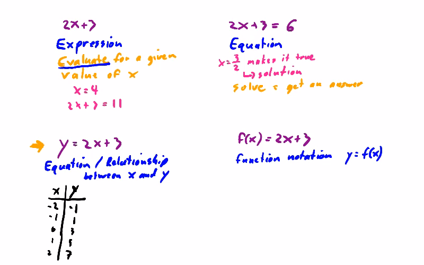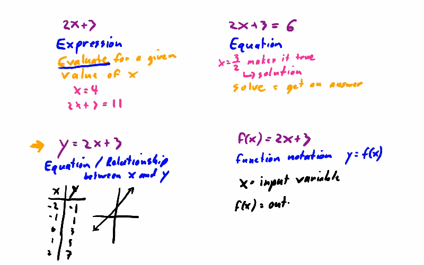Now, continuing on with that idea, if I can come up with x and y values, I can end up plotting points. And so if I were to plot points and then connect them, I'll roughly get something that looks like this to represent the relationship y equals 2x plus 3. The only difference between that and what is in the bottom right corner is this is functional notation for the same thing. So x would generically be what's called the input variable, and f of x would be the output variable.